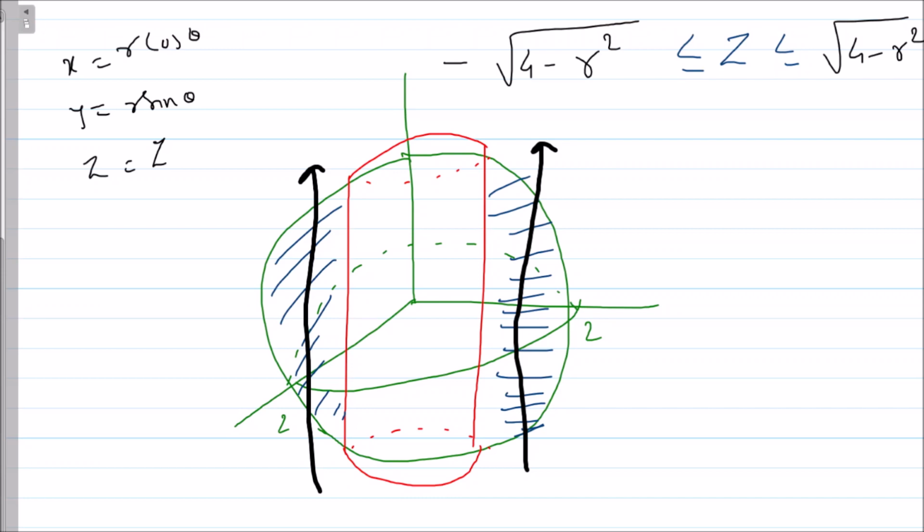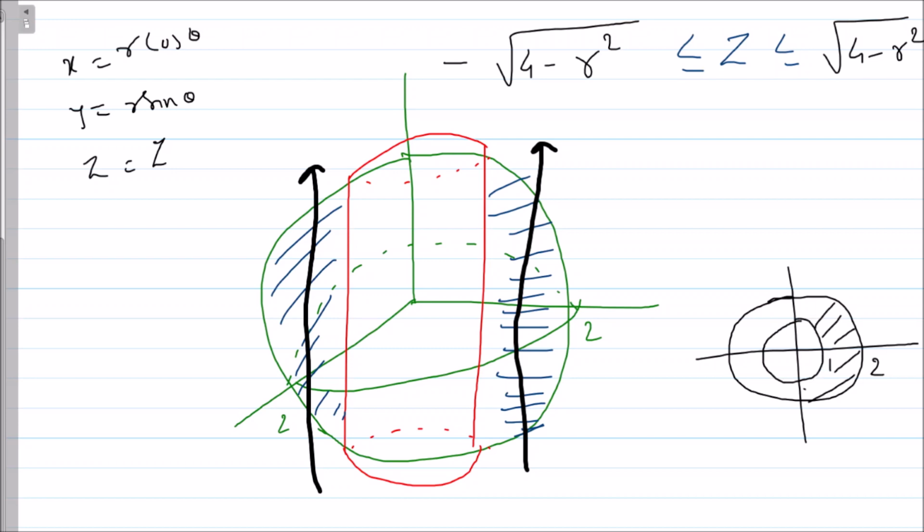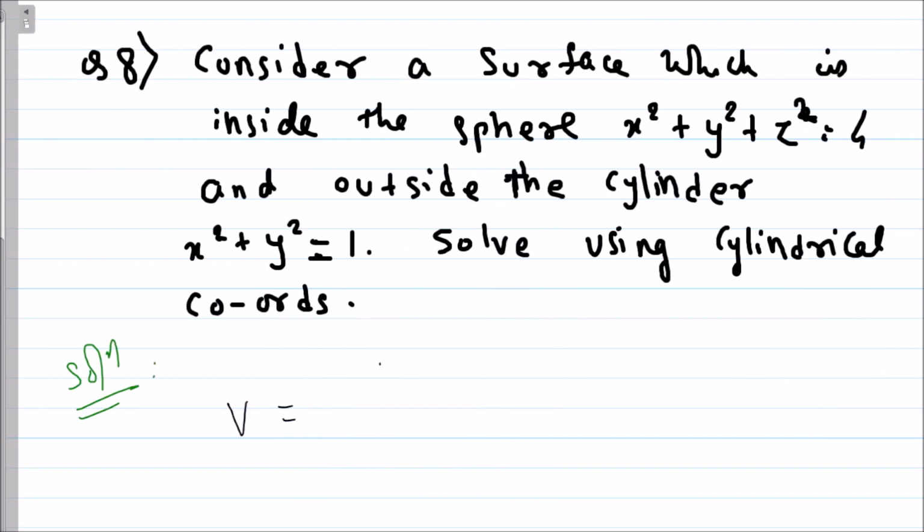Now when you project this on the xy plane, what do you get? Outside, the sphere will become a circle of radius 2. Inside you have a cylinder of radius 1. When you project, this is the region you get. What are the limits of r? r is from 1 to 2. And what are the limits of theta? They are from 0 to pi. And now we want to find the volume. So your volume is nothing but triple integration, limits of theta, limits of r, limits of z, r dz dr dθ.